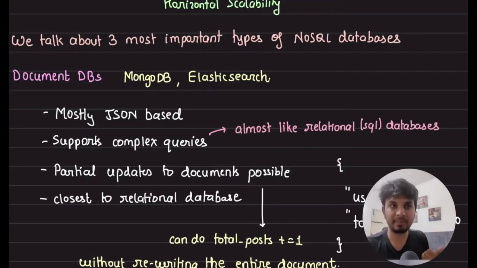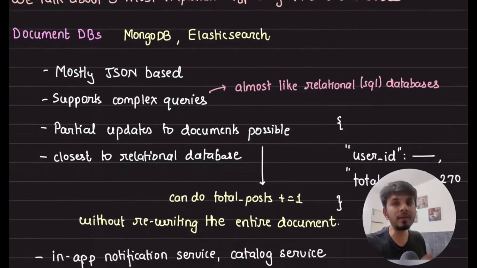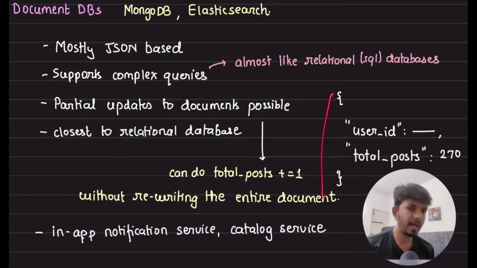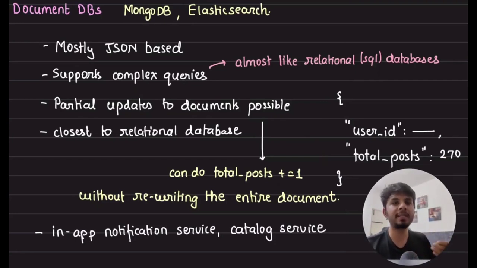Now, one other key feature of document DBs, which is very similar to relational databases, is partial updates. Let's say I have a document with a user ID and total post, and total post is set to 270 for a particular user ID. Whenever I want to do an increment, I can just issue a command that says increment total post equal to total post plus 1 in this particular document, and it would just update this one thing. You'd say, hey, but every database does that. No, every database might not.